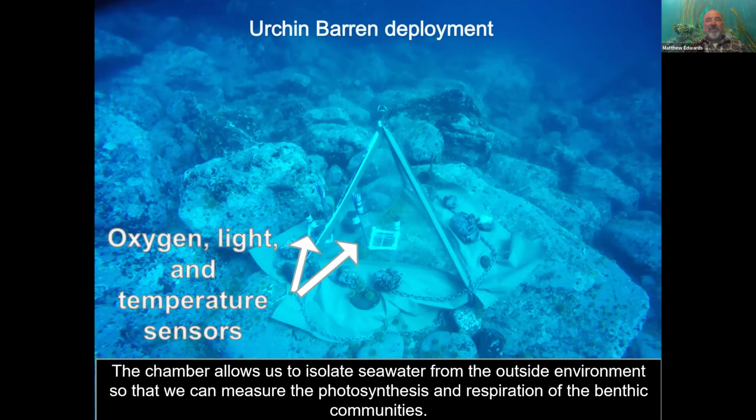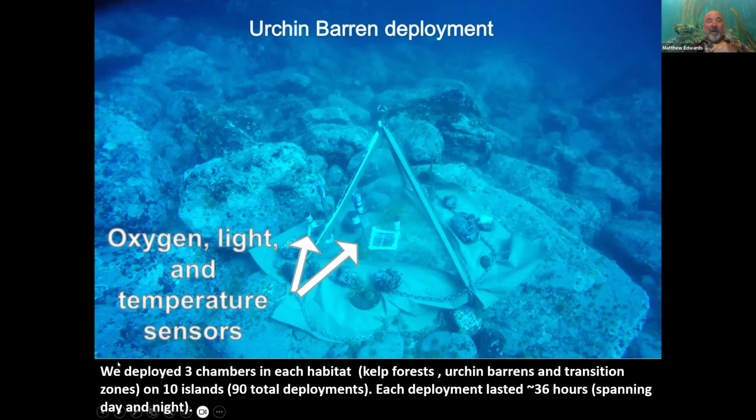So this is what one of these things looks like in the barren grounds. We deployed 3 chambers to replicate them in each habitat, that is the kelp forest, urchin barren, and transition zone, at 10 of the islands for a total of 90 total deployments. Each deployment lasted 36 hours. So we got day and night, and we got a full diurnal cycle.